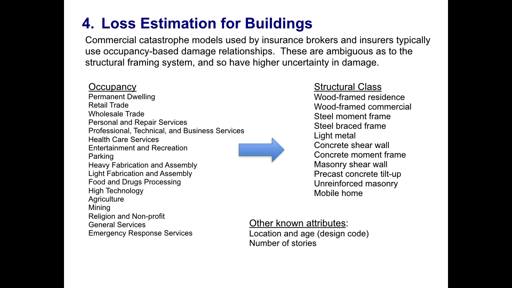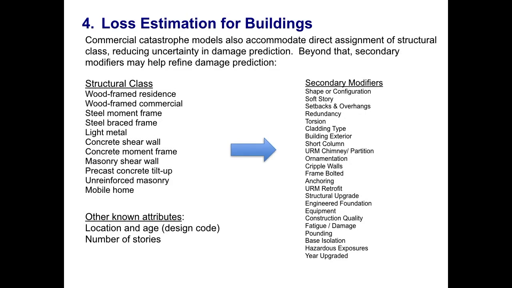And if you know the structural class, the commercial catastrophe models also accommodate the assignment of these secondary modifiers that help to refine damage prediction. They don't quite provide you with the calibration you might be looking for to the past engineering damage studies, but at least these secondary modifiers help to identify when serious deficiencies exist in the buildings that would cause you to have higher levels of damage. Things like a soft story, or a shape or configuration problem, torsional problem, this sort of thing.